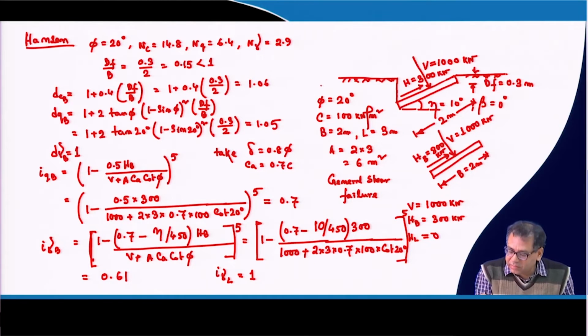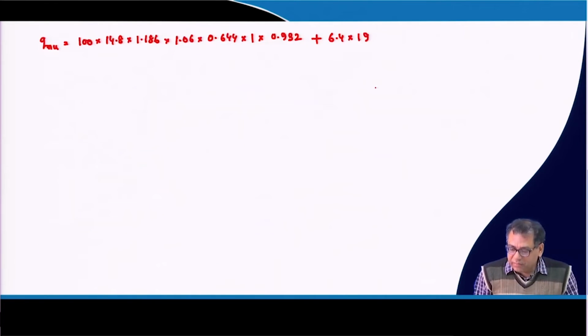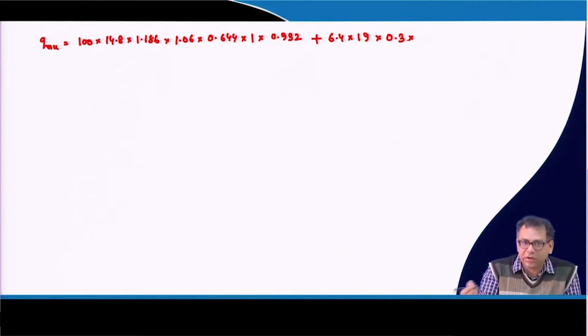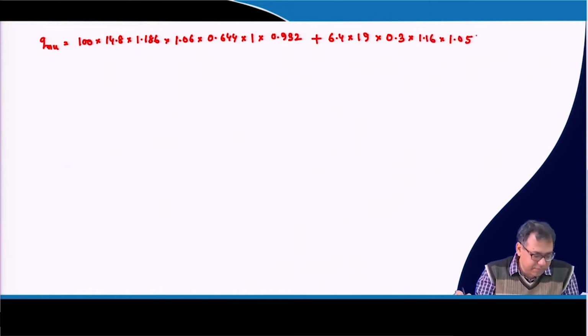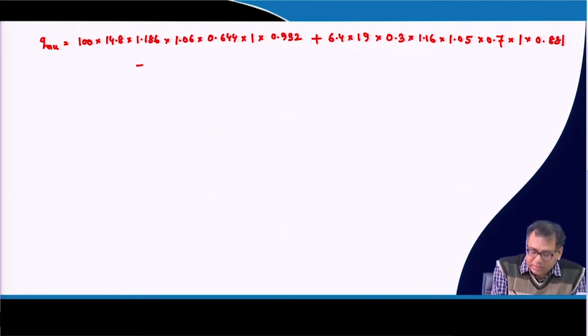No, this gamma value is not given. So, gamma you can consider as 19 kilonewton per meter cube. Okay. So, gamma is 19, and then your depth of foundation is 0.3, then all the factors. I am just putting all the factors value, as you know which factor is what. So, that means it is 1.16 into 1.05 into 0.7 into 1 into 0.881. Then the third factor, which is half into 19, width B is equal to 2 meter.